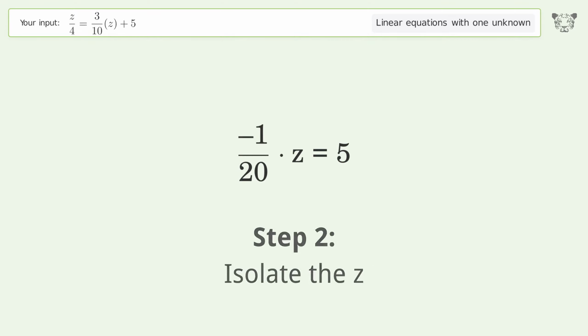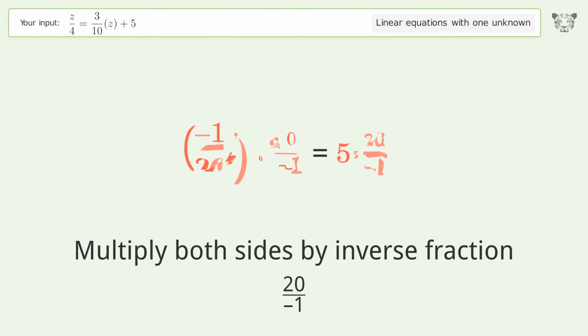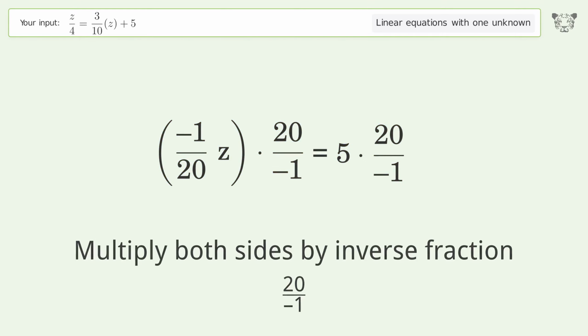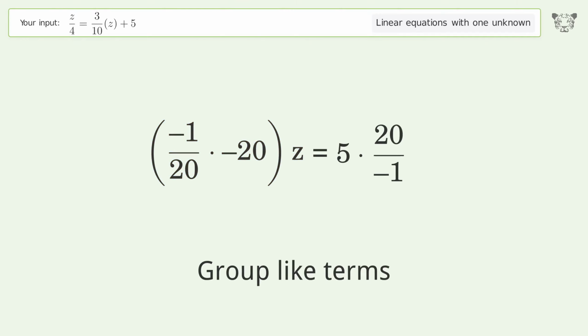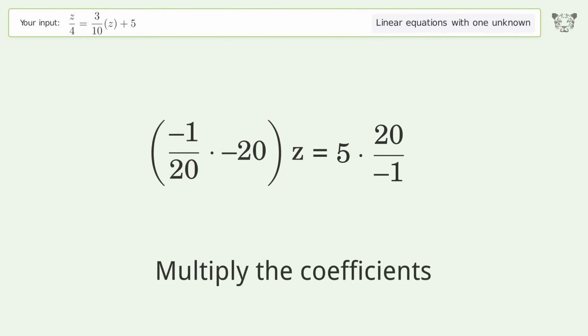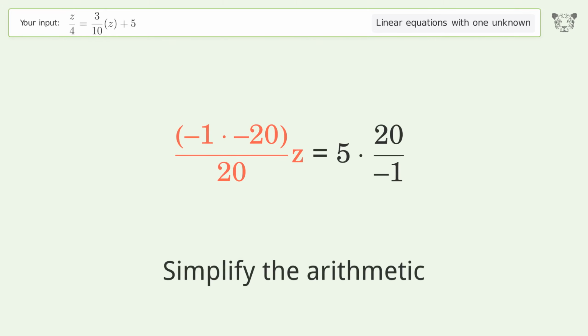Isolate the z. Multiply both sides by inverse fraction 20/-1. Group like terms. Multiply the coefficients. Simplify the arithmetic.